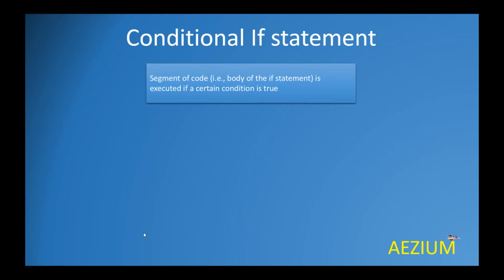Swift has 2 conditional statements. The first one is if, and the second is switch. Here we talk first about if statements. In the case of an if statement, a segment of code, in other words the body of the if statement, is executed if a certain condition, which is the if statement condition, is true. Otherwise, that segment of the code is not executed.